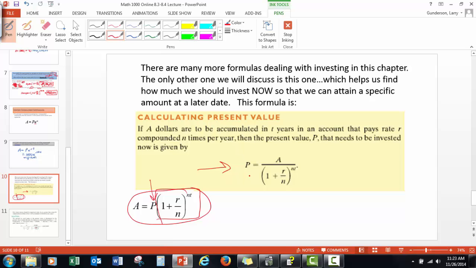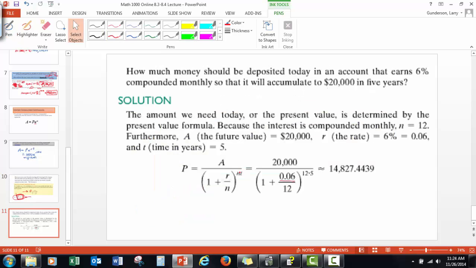And what this does, if you need to know how much should you invest, like what should your principal be if you wanted to have a certain amount of money at a specific time. So this is called the present value formula, and all it was is it took this formula and got the P by itself by dividing by all of this on both sides. And an example of that is shown right here.